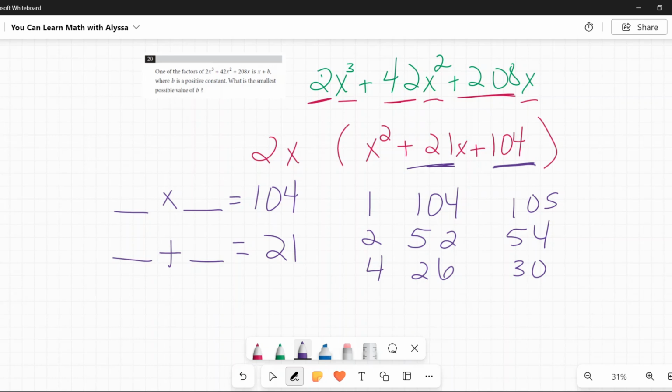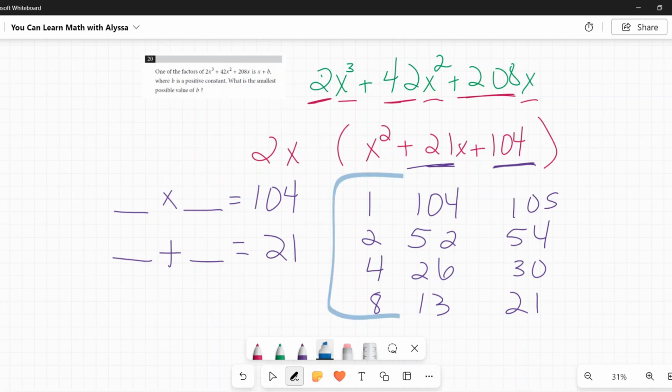All right, so again, 4 times 26, and then add those together, get 30. The next one would be 8 times 13, and hey, add those together. Yes, that is 21. If you're wanting to know my personal method for this kind of thing, because 104 isn't, I mean, how many of us know 4 times 26 off the top of our head? Just if they said 104, what goes into it? 4 times 26, 8 times 13.